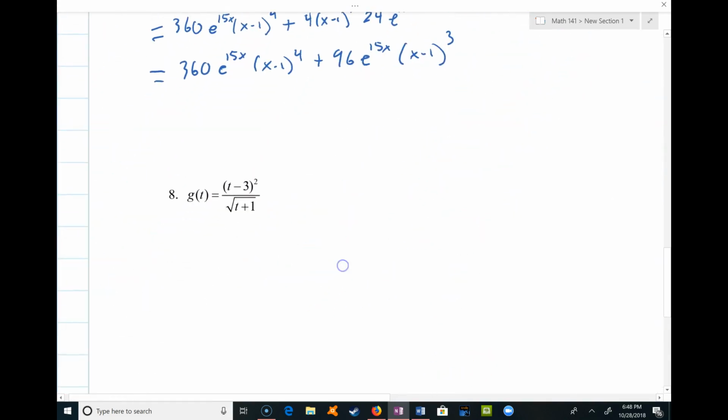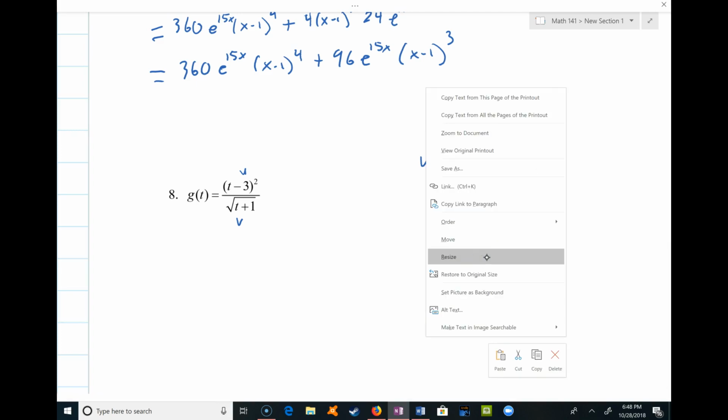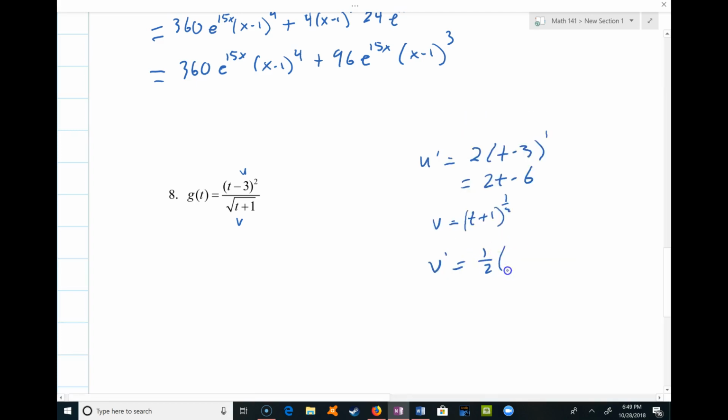Okay, moving right along. Number 8, that's a nice quotient rule. So once again, I'd call this my u and this my v. So u prime is going to be 2 times t minus 3 to the first, which would actually be 2t minus 6. And v is going to be t plus 1 to the 1/2. So v prime is going to be, whoops, it's going to be 1/2 times t plus 1 to the negative 1/2.